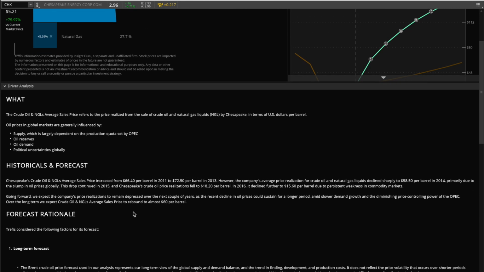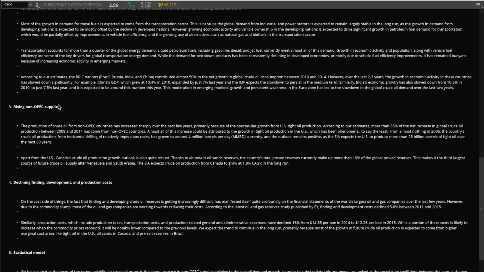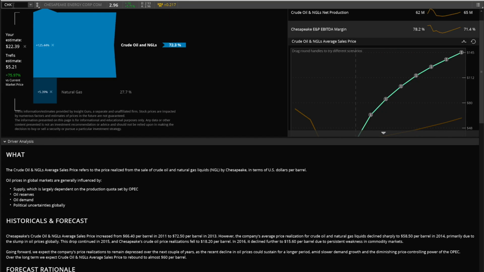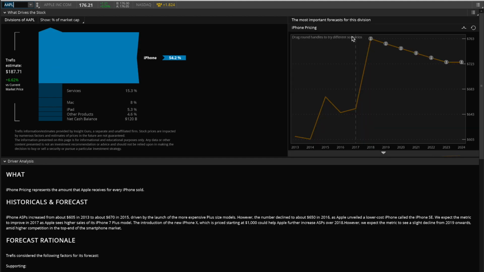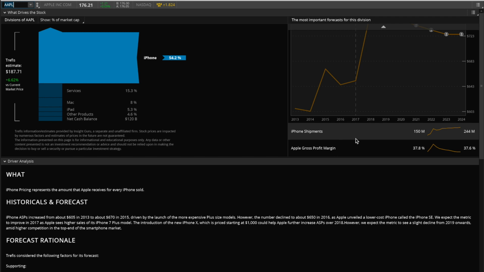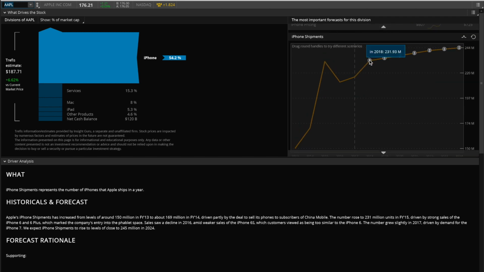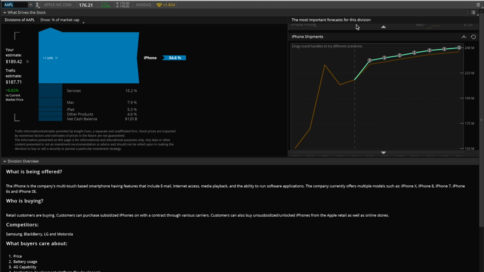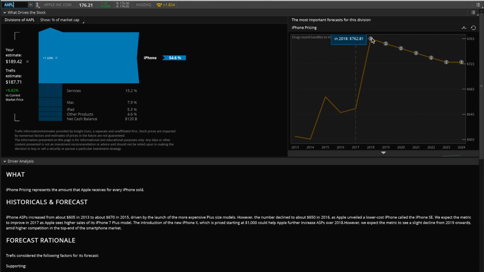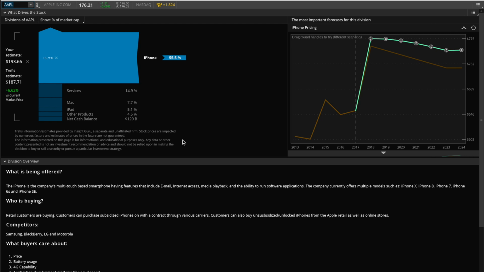But as you can see, we can go down here and it has some interesting facts and forecasts for Chesapeake. And like I said, it doesn't have to be oil and gas. We can go to Apple, and we can go to iPhone. You can adjust the iPhone pricing, the number that they sell. So you can adjust that up and down. So say they're going to sell more, and say they increase their price. So yeah, this is just a pretty fun tool to mess around with and see what impacts some of these numbers have on these companies and how that affects the share price.